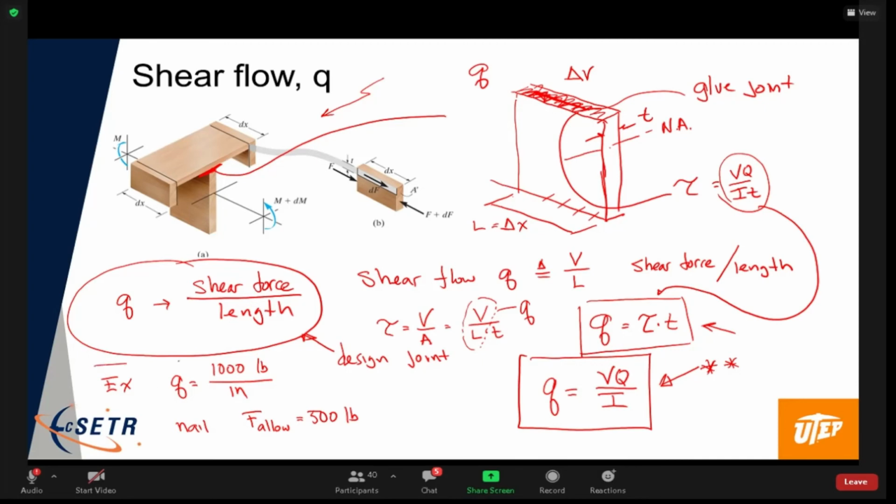The shear flow on the joint, like let's say we're going to put nails in here, nail, nail, nail. The shear flow on that joint is 1,000 pounds per every inch along the beam length, and each nail can take 500 pounds of shear. What is going to be my nail spacing, S?